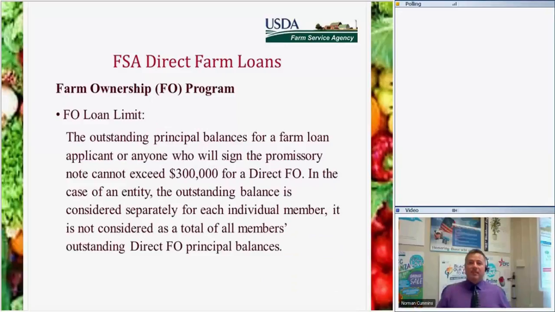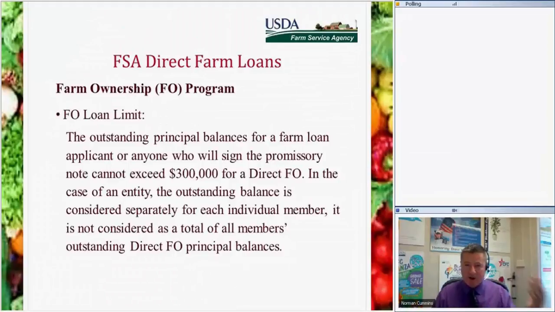So the loan limit for the FO with a direct loan is going to be $300,000. In the case of an entity, if you've got an LLC and a couple of partners, it works out a little different. You don't total their debt with us. It'd be based on individuals.